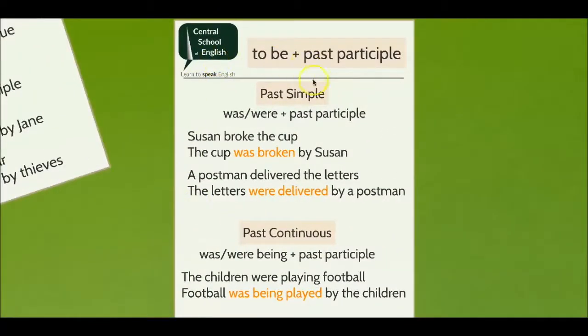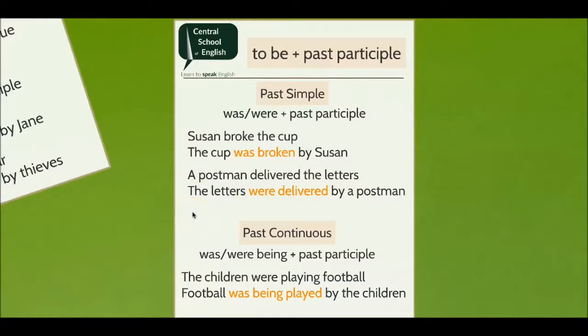To change a past simple active voice sentence into a passive voice sentence, we must use the past simple of the verb to be plus the past participle of a main verb. For example, the past simple active voice sentence, Susan broke the cup, becomes the cup was broken by Susan in the passive voice. The past simple active sentence, a postman delivered the letters, becomes the letters were delivered by a postman in the passive voice.